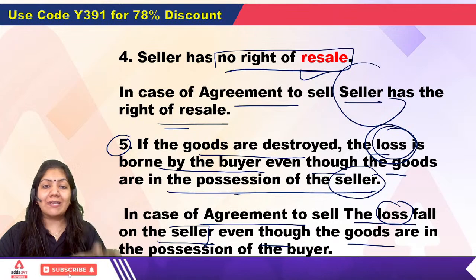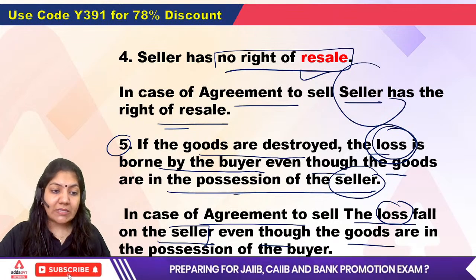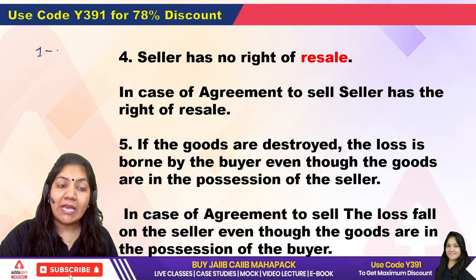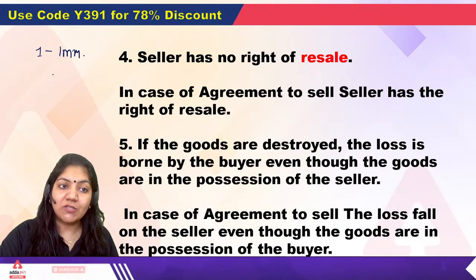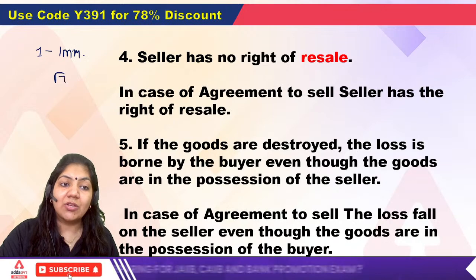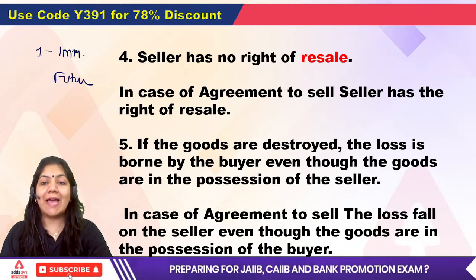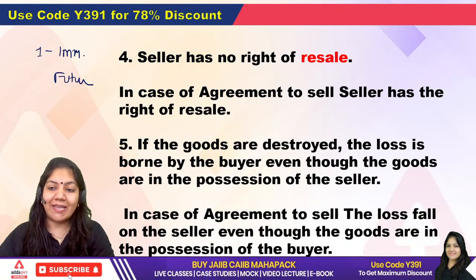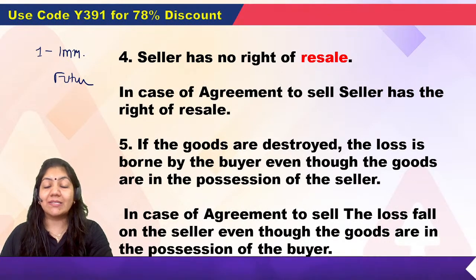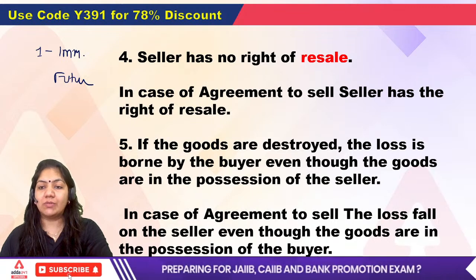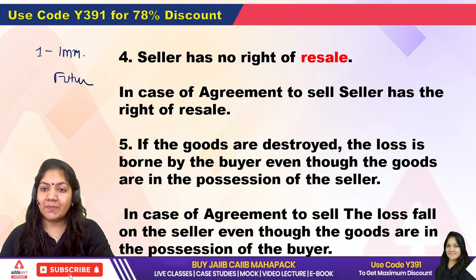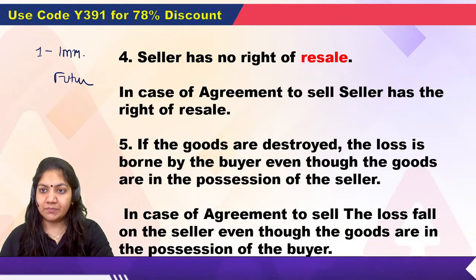So whatever points I have discussed here, the crux is simply: in a sale, the property is immediately transferred, and in an agreement to sale, there is a future transfer. That's it. So class, any doubt in the concept of sale and agreement to sale? Now we will discuss the questions. Any doubt? Nilesh sir and the students who are here, please say yes or no if you have any doubt.